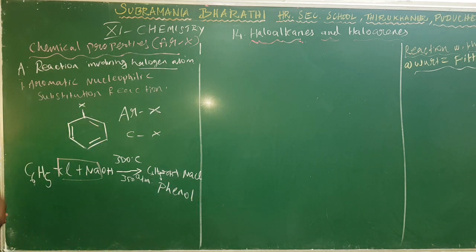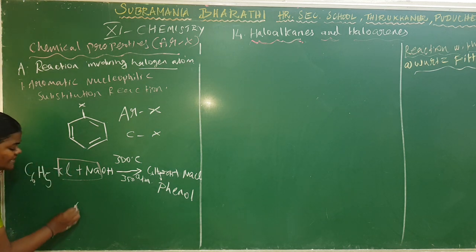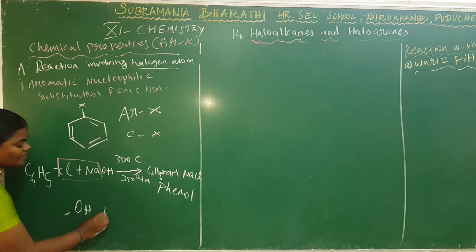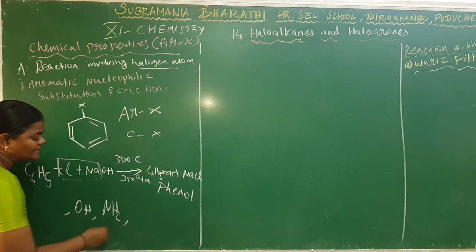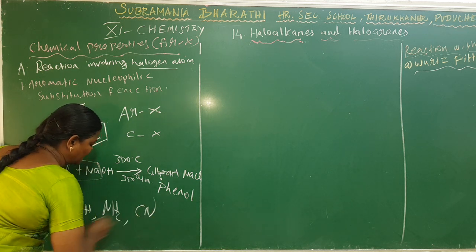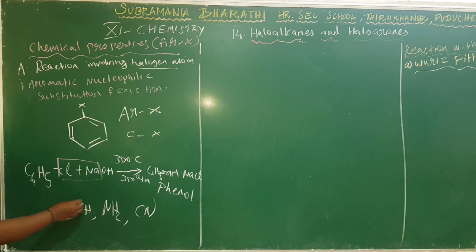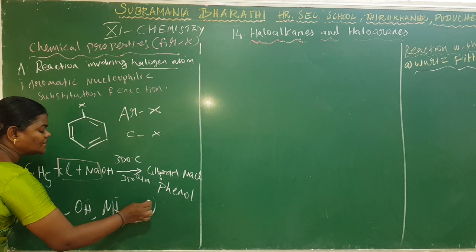The nucleophiles that attach to the halogen position are the alcohol group, amine group and cyanide group. Understand? These are all nucleophiles because they have a negative charge.